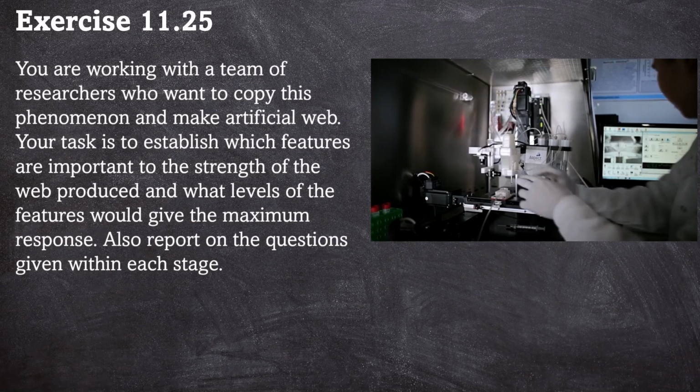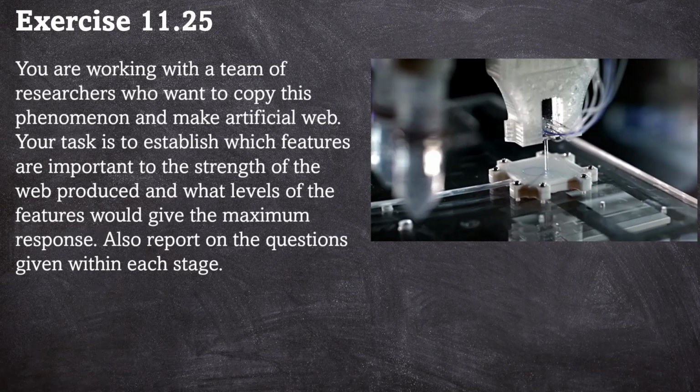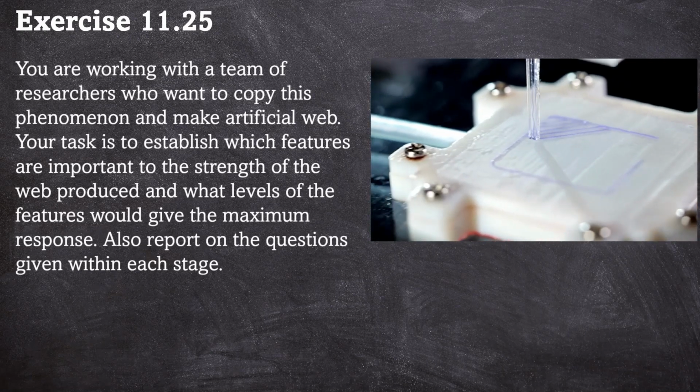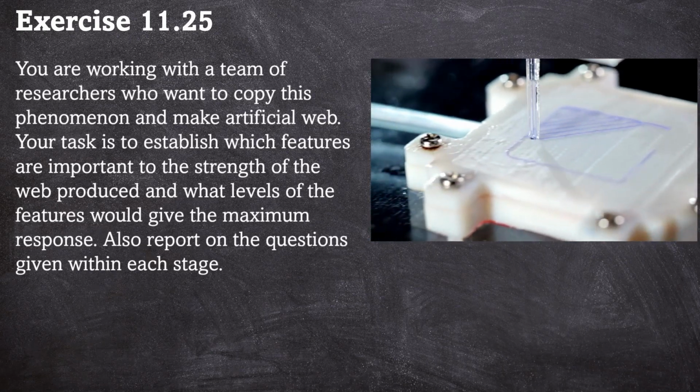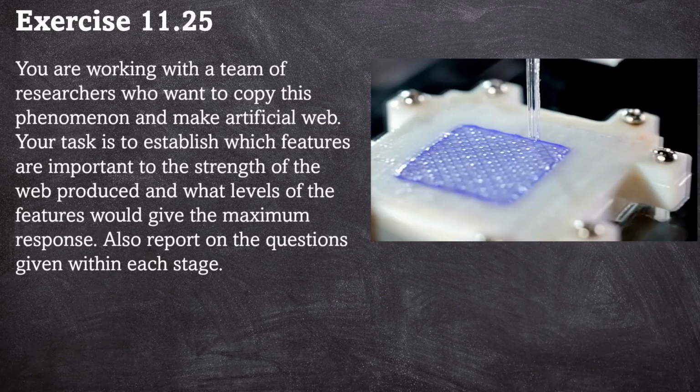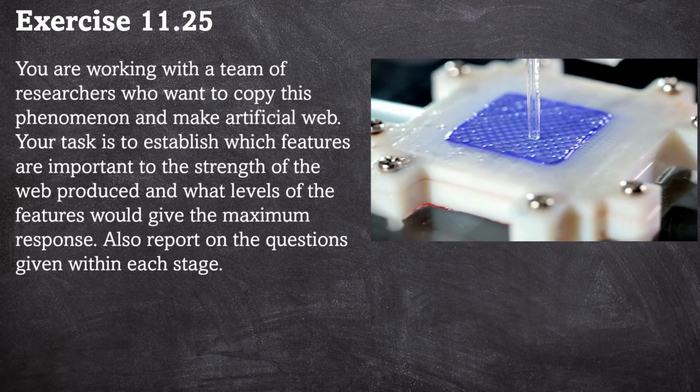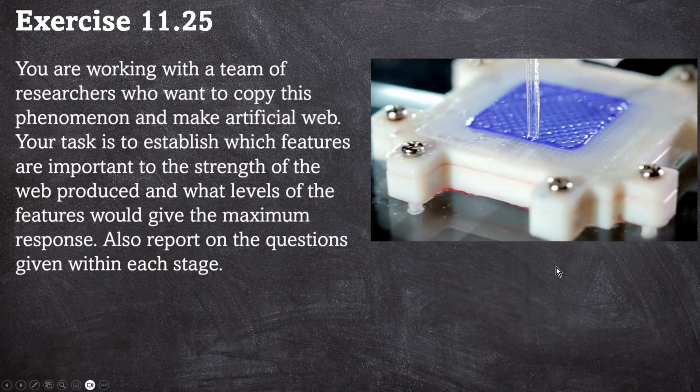You are working with a team of researchers who want to copy this phenomenon and make artificial web. Your task is to establish which features are important to the strength of the web produced and what levels of the features would give the maximum response. Also report on the questions given within each stage.